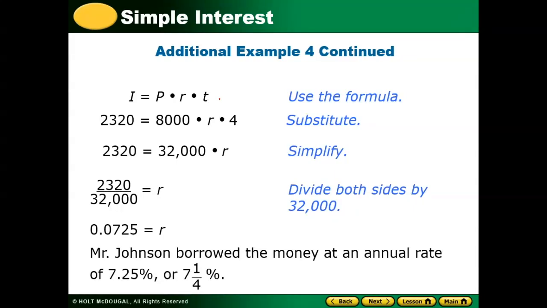And if you take that and multiply by 100, that will give you the 7.25%, or 7 1/4, but 7.25 is perfectly fine. That is the rate at which he borrowed the money. So that was the annual rate he was given, or charged in this case.